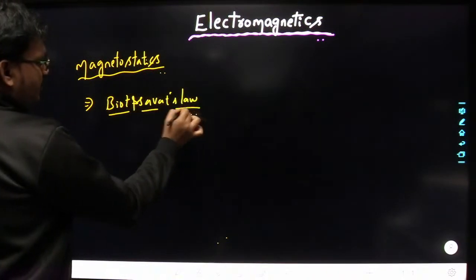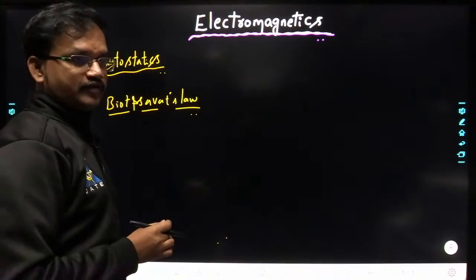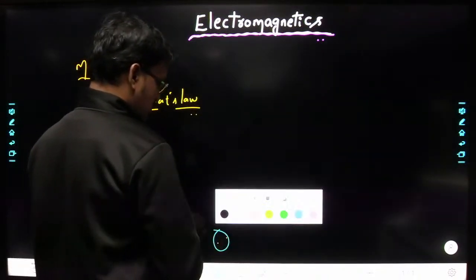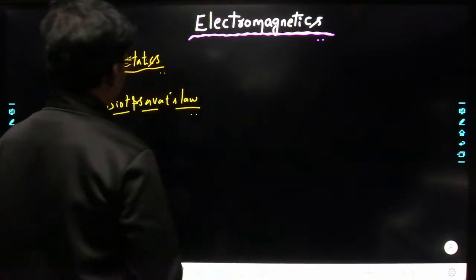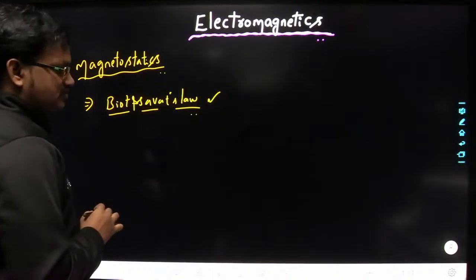The purpose of Biot-Savart Law is to determine the small differential B field due to a small differential current element, right? All these things we have seen here. We have seen different applications of Biot-Savart Law, right?